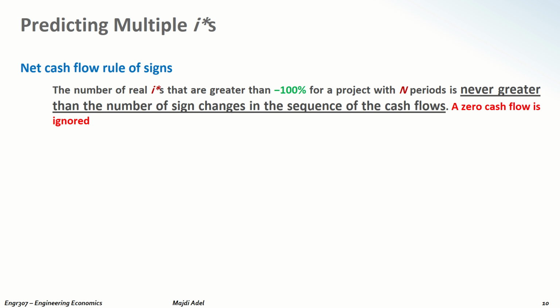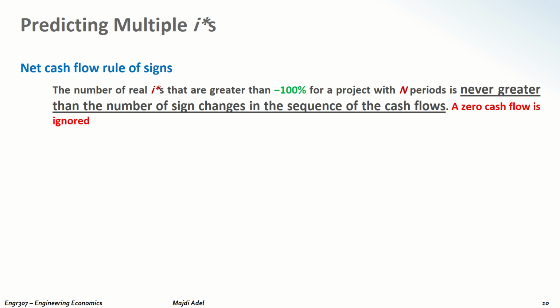If, for a certain project, the net cash flow changes its sign one time, then there is a maximum of 1 internal rate of return. If the net cash flow changes its sign 2 times, there is a maximum of 2 internal rates of return. I may have 1, I may have 0 rates of return, but the maximum is 2.